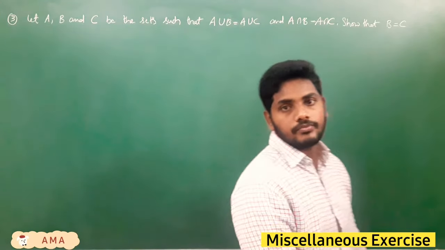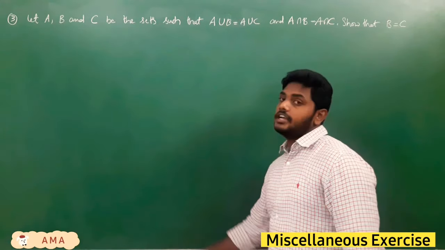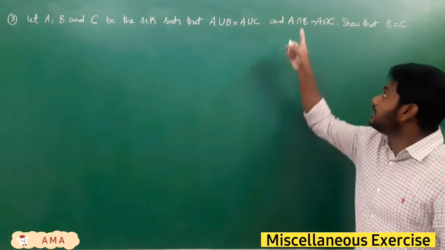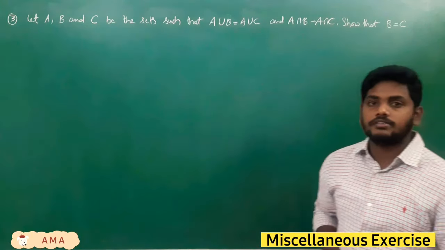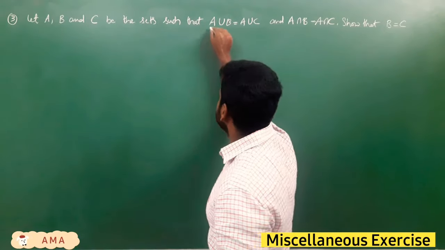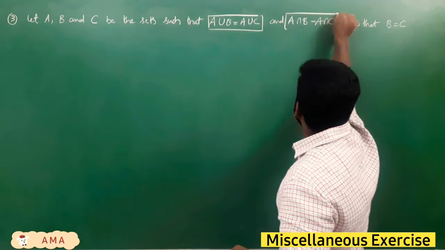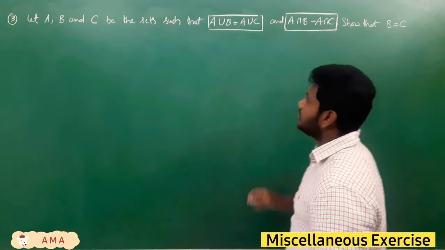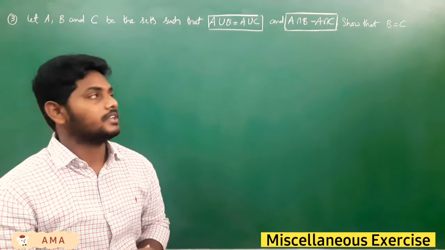Third question. Let A, B and C be sets such that A union B is equal to A union C and A intersection B equal to A intersection C. Then show that B equal to C. By using these two conditions, what are those? A union B is equal to A union C, and A intersection B is equal to A intersection C. By using those two conditions, we need to prove B equal to C.